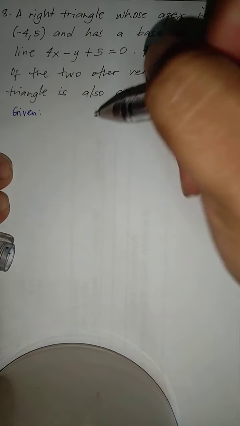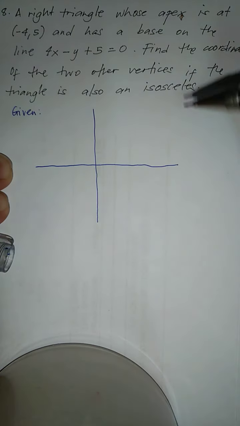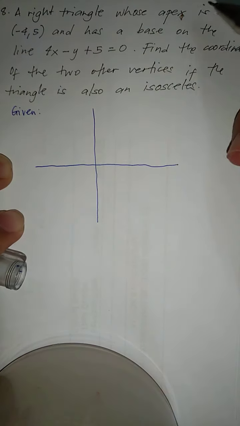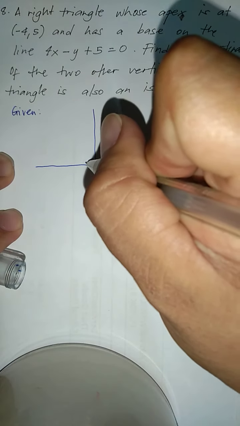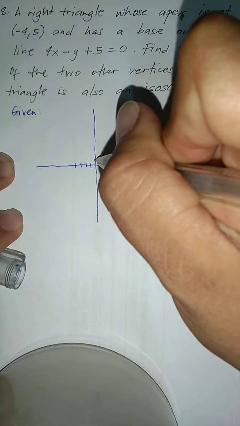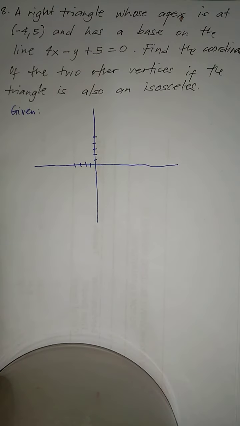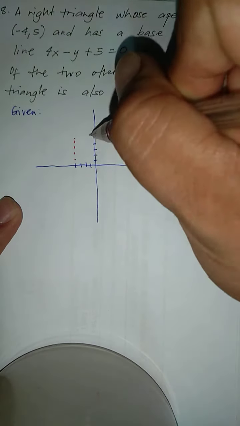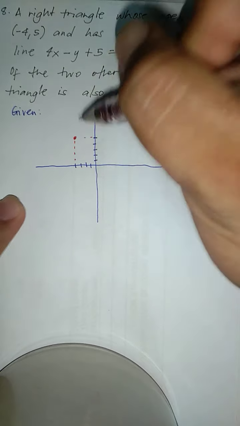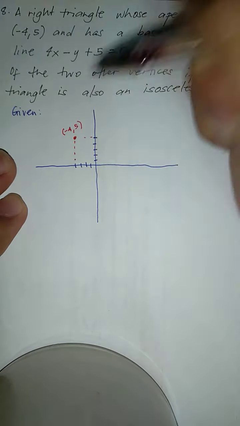So we'll draw the Cartesian plane, and then let's locate the point (-4, 5). So 1, 2, 3, 4 on the left, and then 1, 2, 3, 4, 5 above. Let's locate that point. It's around here. So this one is the point (-4, 5).